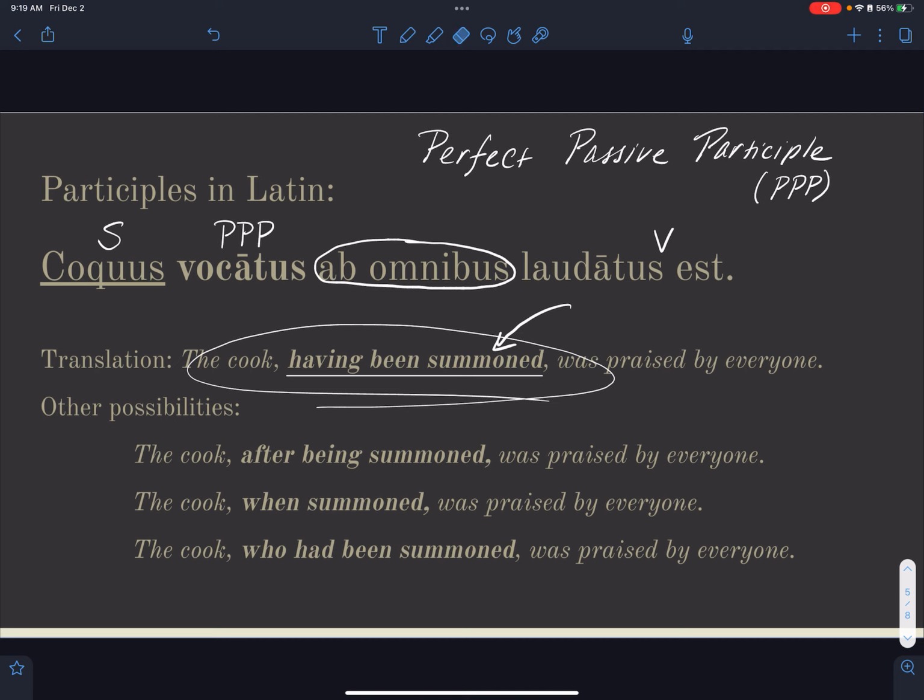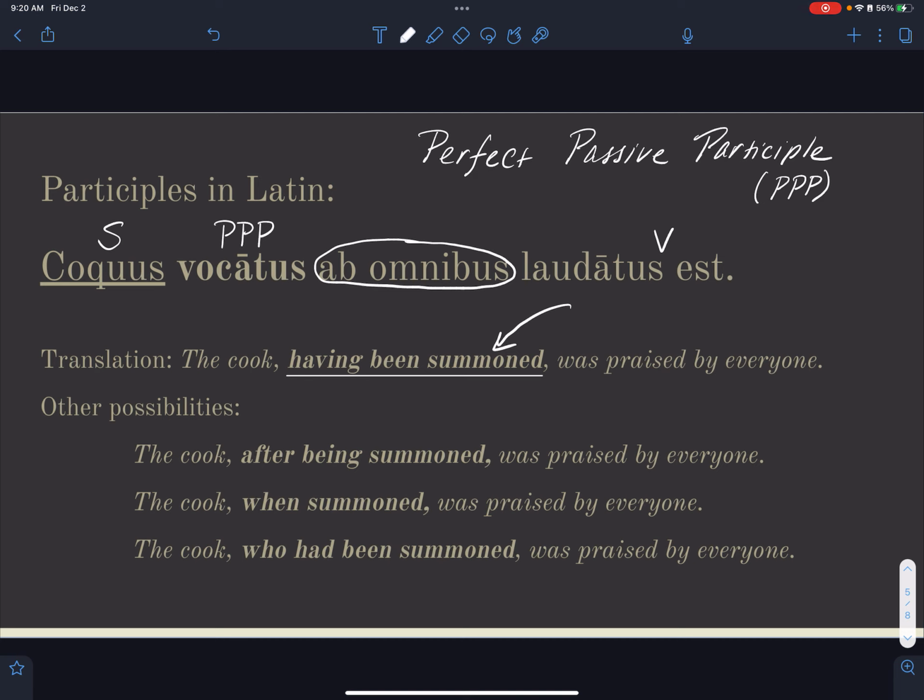Question: are there active participles, or is it just passive? There are active participles. Here's the quick answer: there is no perfect active participle. There's perfect passive participle, present active participle, and then there's a future active and a future passive. So there's only four types of participles possible in Latin. But they're easily recognizable, easily translatable. The present active is like the -ing, like the swimming child or the eating dog.